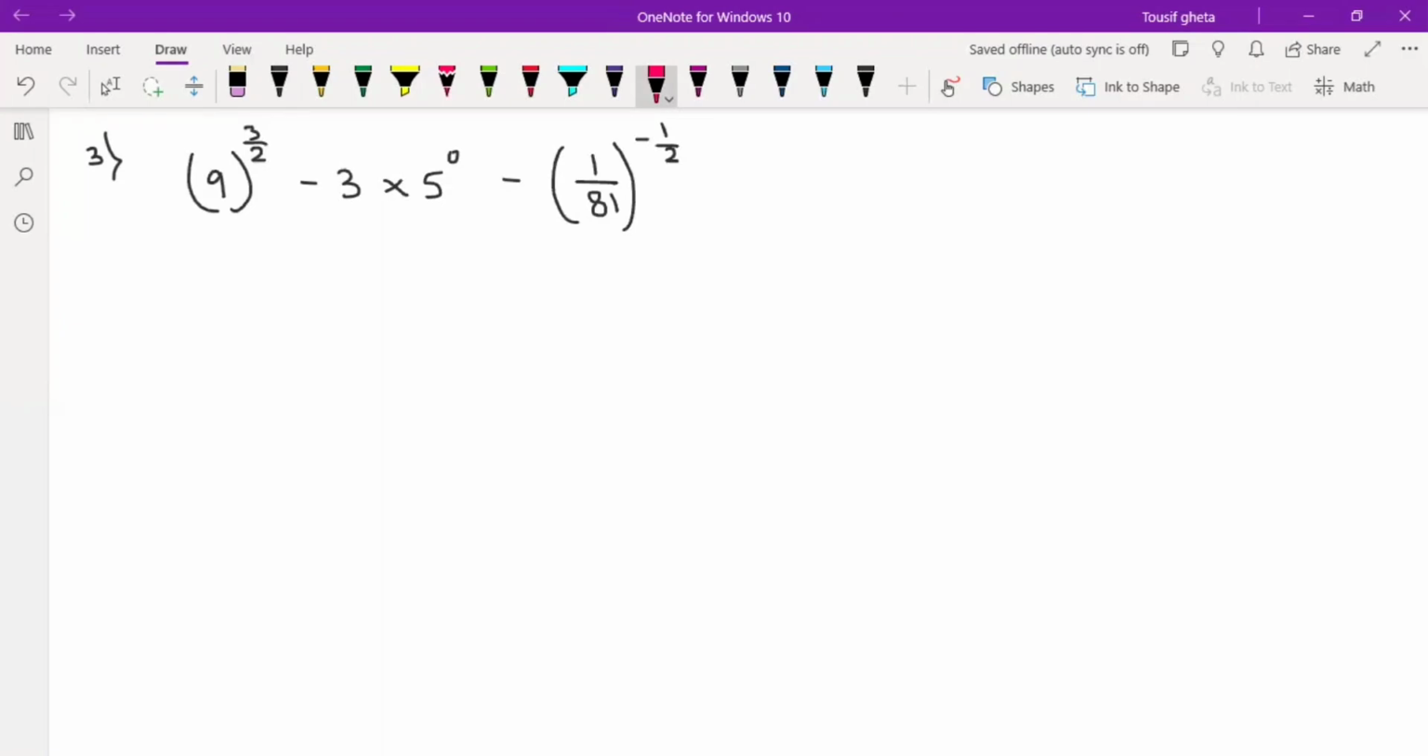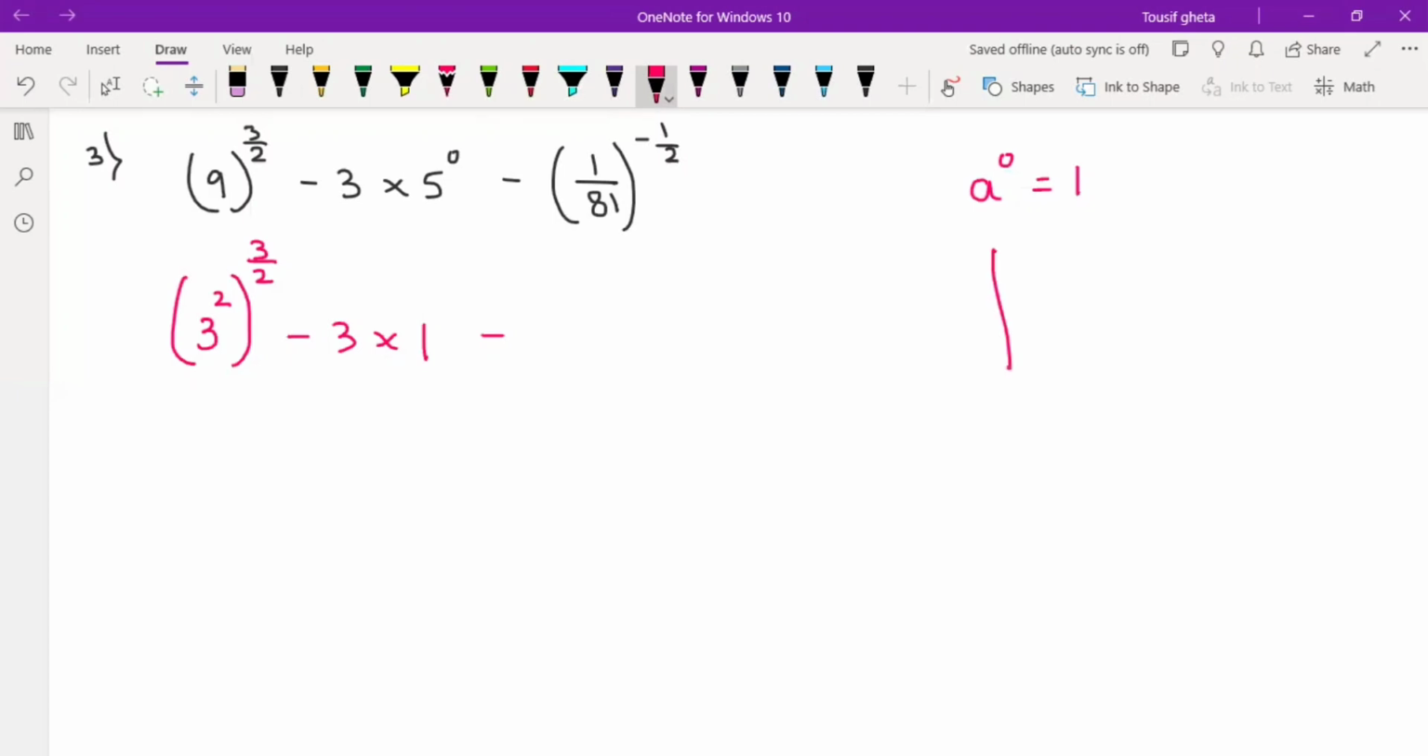So in the place of 9, we can write 3 square whole to the power of 3 by 2, as it is, minus 3. We know any number to the power of 0 will give the value as 1, because that is also one of the laws. That is a to the power of 0 is equal to 1. So in the place of 5 to the power of 0, we are going to write 1, minus. Now as you can see, 1 by 81. 81 is a composite, it is not prime. Let us convert it into prime.